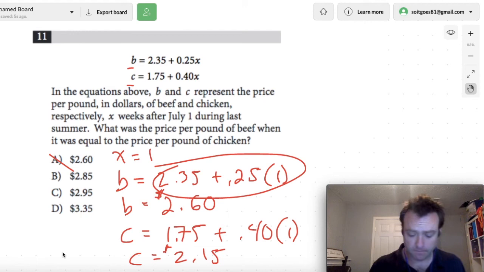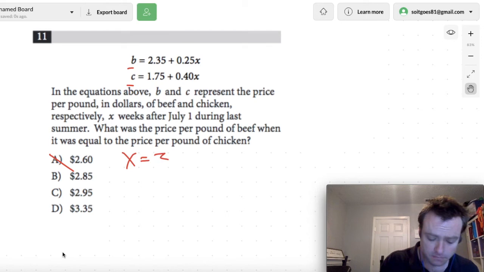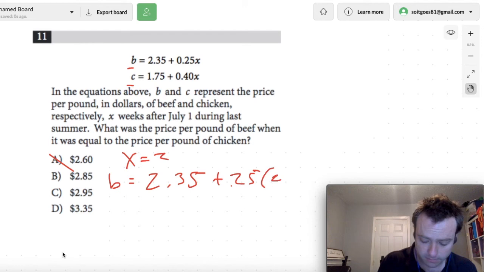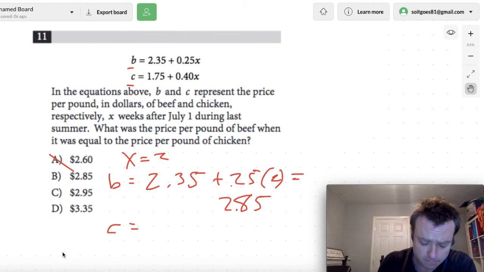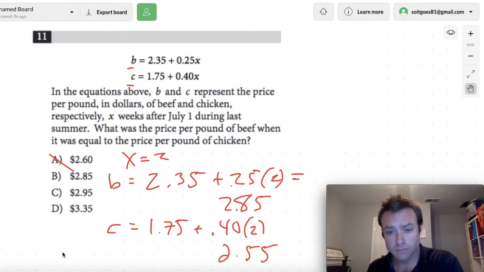All right, let's test when x is 2. The beef is going to be 235 plus 50 cents, exactly, right? And what's that equal? 285 for beef. What's the chicken? That's adding 80 cents, so $2.55. So it's 255. Are they equal? No, right? Then answer choice B is gone as well, because when beef is 285, chicken's not 285. All right, looking good.